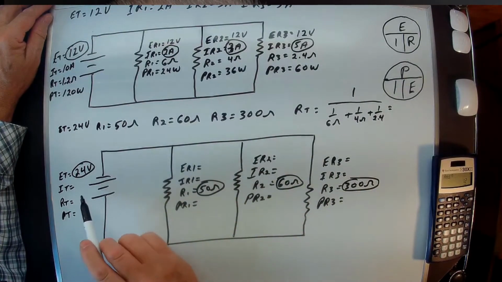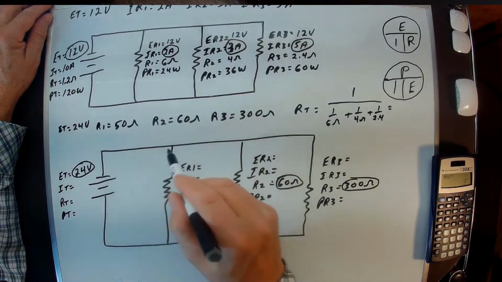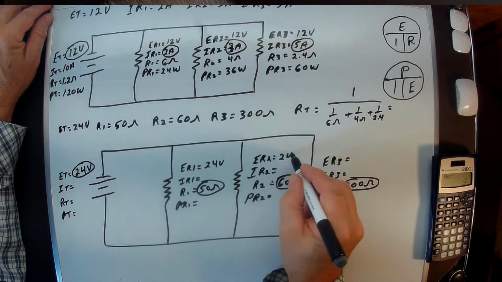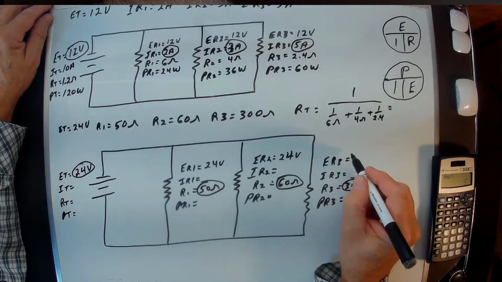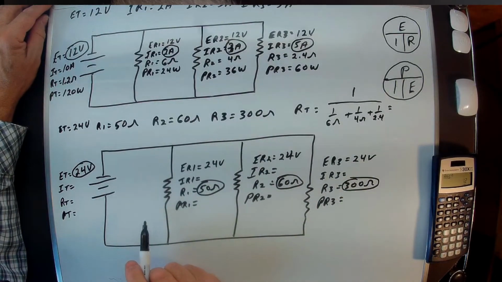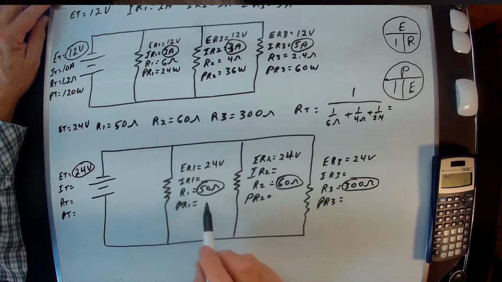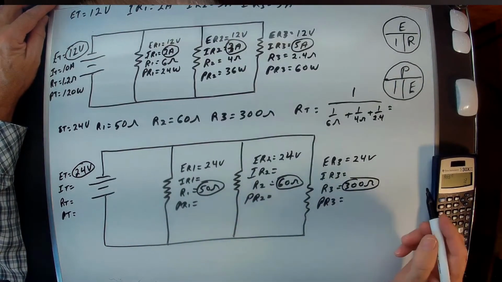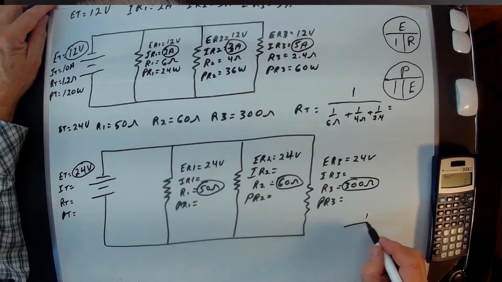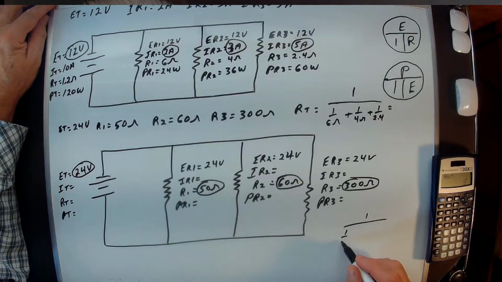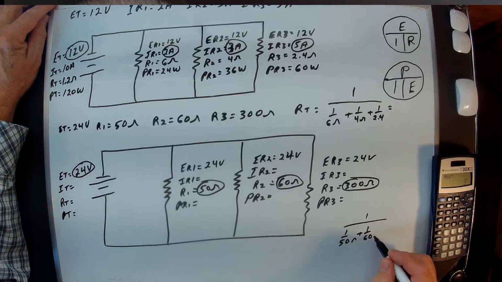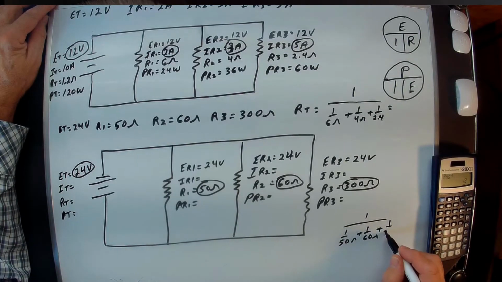Well, first of all, we know that each circuit is going to drop all the voltage. So that's going to put 24 volts on all these. So we can actually solve all those now. We also know, let's see, we can do the reciprocal and get our total resistance. So let's just do that. There's other ways we could do it. There's many ways we could work this problem. But let's do the reciprocal method. You need to get used to doing this because we'll be doing this a lot as we go. Reciprocal of 50 ohms plus reciprocal of 60 ohms plus reciprocal of 300 ohms.